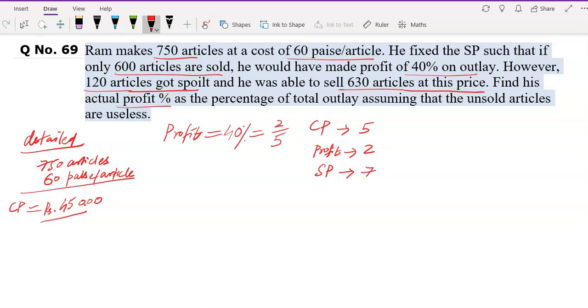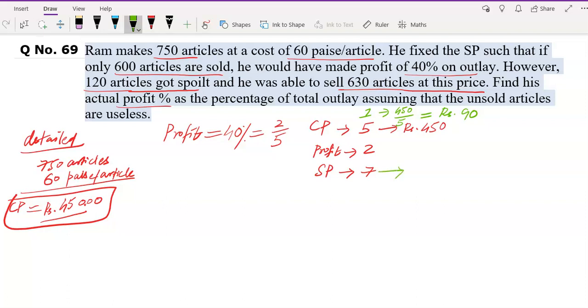Now CP is 5 units and our CP is 450 rupees. So 5 units represents rupees 450. So 1 unit will represent how much? 1 unit will represent 450 divided by 5, which is equal to rupees 90. 1 unit represents rupees 90. Now SP is 7 units. So 7 units will represent how much? 7 into 90 will give us rupees 630.